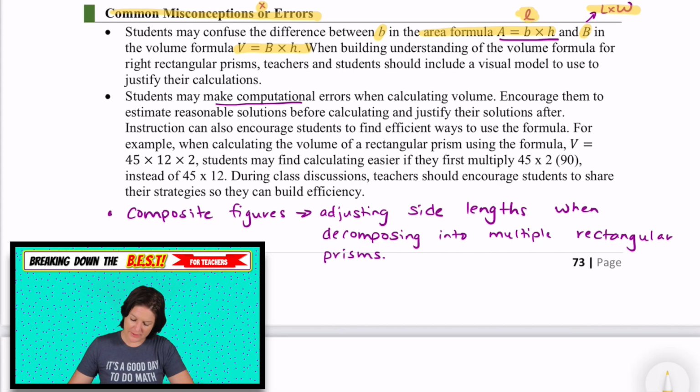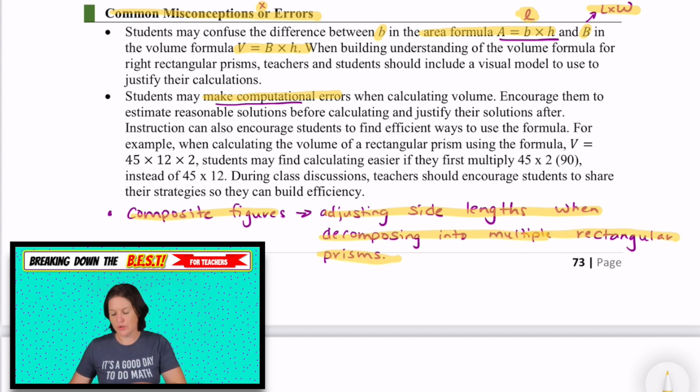The most common errors that I see are just computational errors, and also with composite figures, when you are finding the volume of composite figures, sometimes you need to adjust the side lengths when decomposing them into multiple rectangular prisms. I'll try to showcase more when we get to the video lessons that involve that, okay?